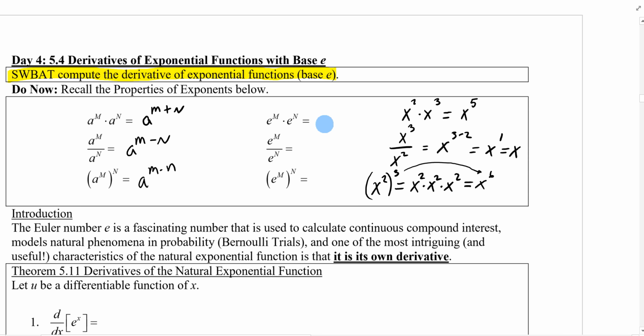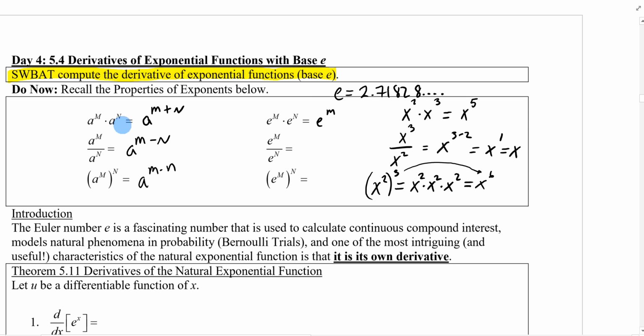The second part of the do now is that you're dealing with e, and e is a number, kind of like pi. e is 2.71828..., a special number. It's the same thing, because a can be any number that's not 0, so you can use e and the properties will still hold.